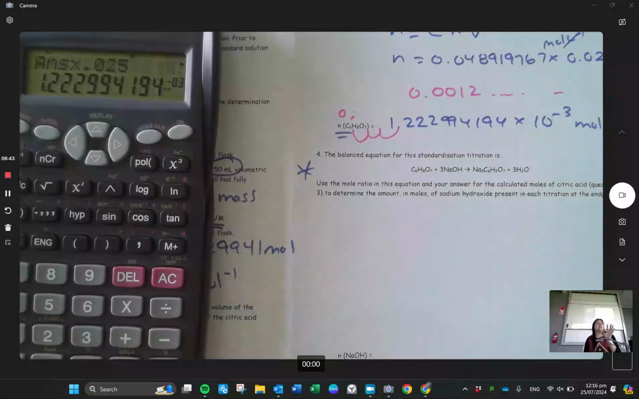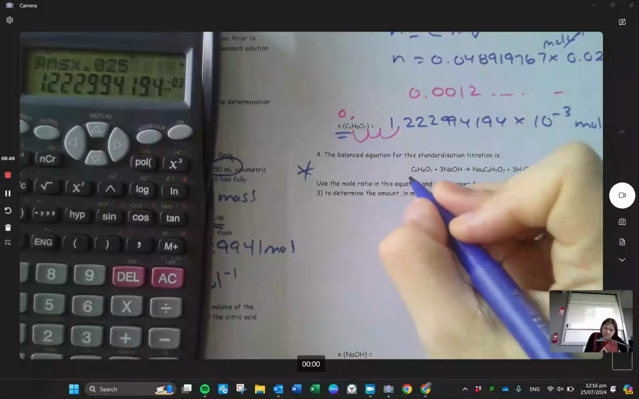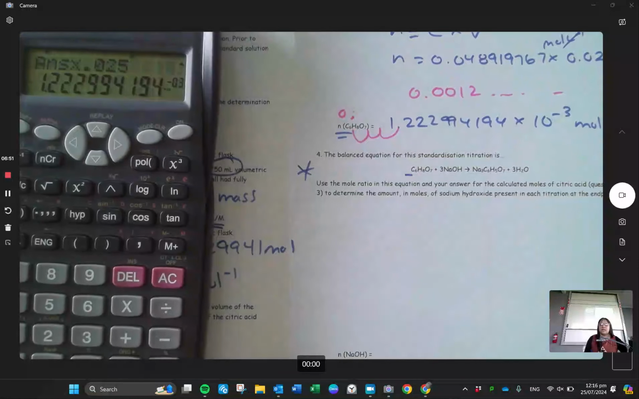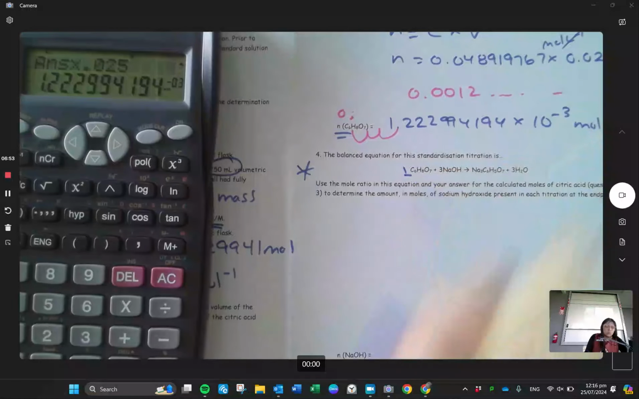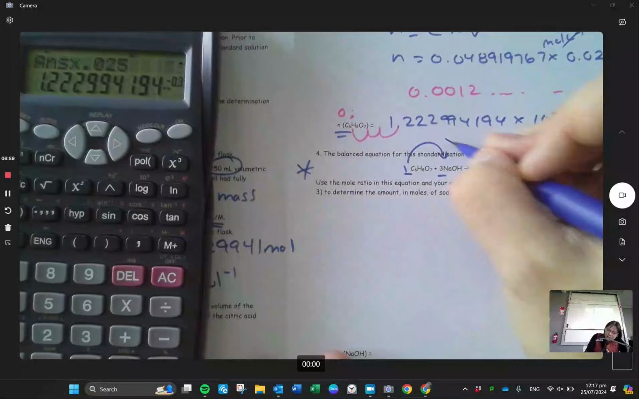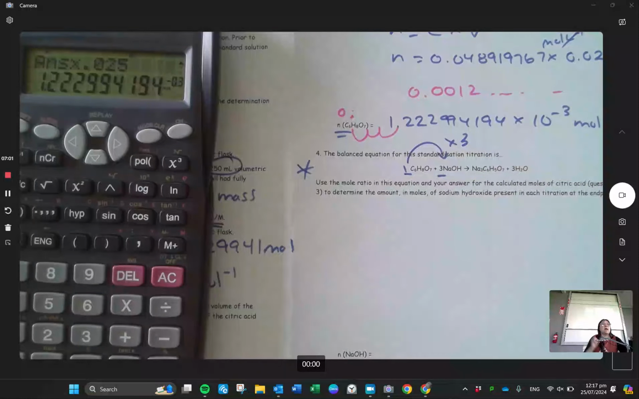So what we're basically looking at is how much base do I need to neutralize that amount of acid? I look at the equation and I see what the number is in front. I see there is no number, so that is 1. I look to see how much base there is, and it is 3. So that tells me I need 3 times as much base to neutralize all the acid that is there.